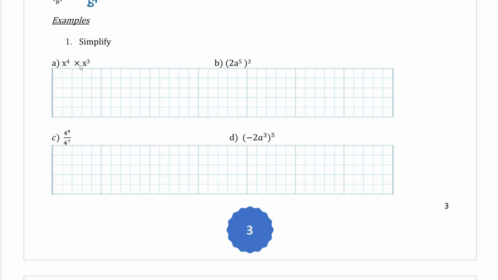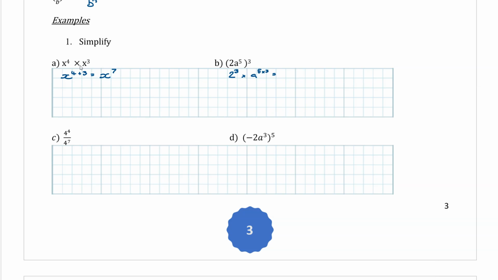So to simplify this out, we're simply going to go x^4 plus 3, and that will equal x to the power of 7. Now in b, we've got 2a^5, and all of that to the power of 3. So the 3 is going to come in the brackets, and it will go 2 to the power of 3 times a^(5 times 3), like so.